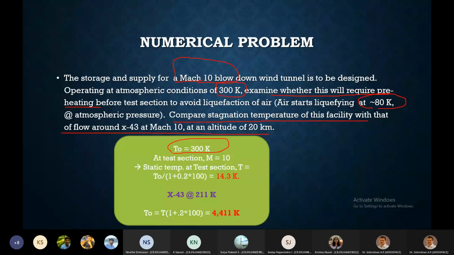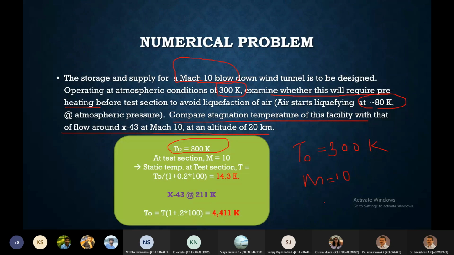So the tank is supplying at 300 Kelvin, and it is connected to the test section. Now the question is, what is the static temperature at the test section? We can assume T0 to be constant everywhere. Stagnation temperature can be assumed to be constant. But the question here is, what is the static temperature? Because liquefaction depends on the static temperature.